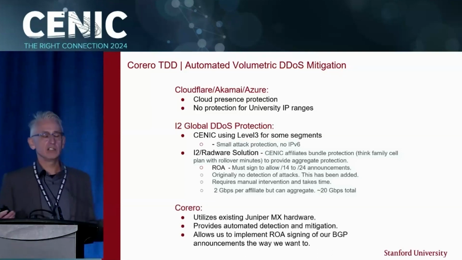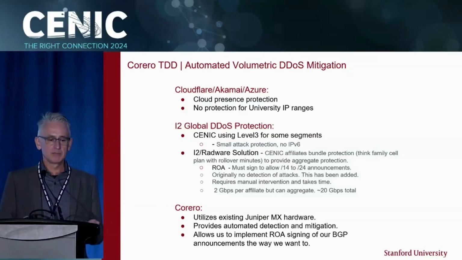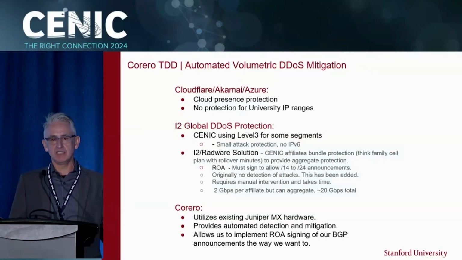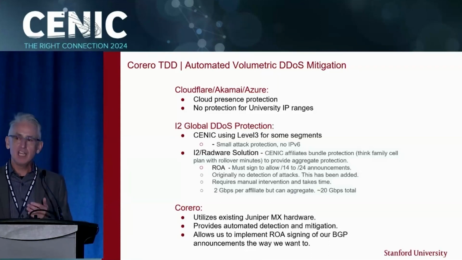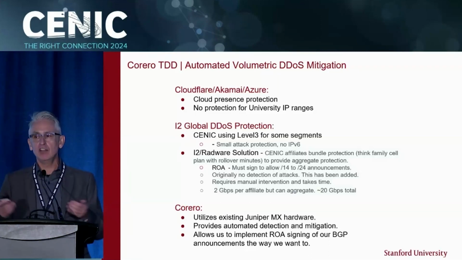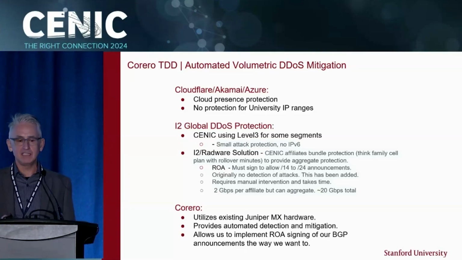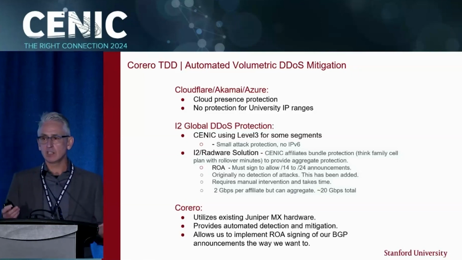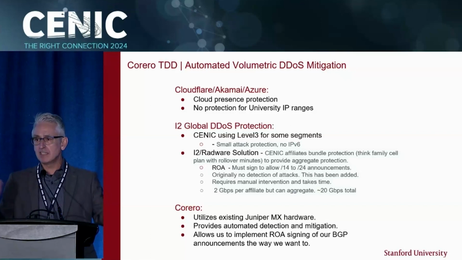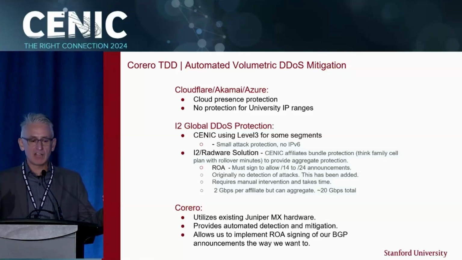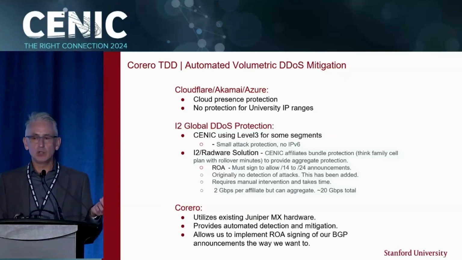So that's where Corero comes in. It basically utilizes our existing MX hardware. It has detection built in. This is one of the poorest things we had. We could not detect an attack. And by the time we had detected the attack and figured out how to block it, it was over. It also had automated intervention. So it was no longer this thing where we've identified it and we have to advertise out to the internet, we want to scrub some traffic. And it allowed us to do route origin authorization in the way we wanted to.